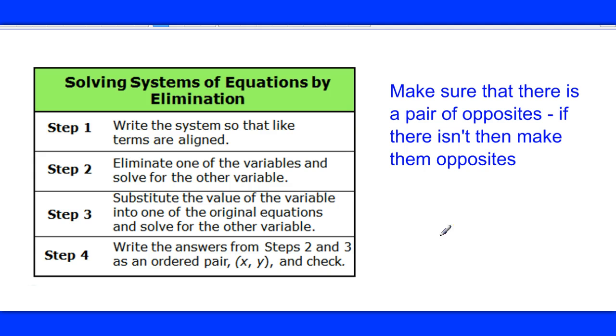It means the x's are underneath each other, the y's are underneath each other, the equal signs are underneath each other, the constant signs are underneath each other. Then you're going to eliminate one of the variables and solve for the other. Now, that's a little confusing.